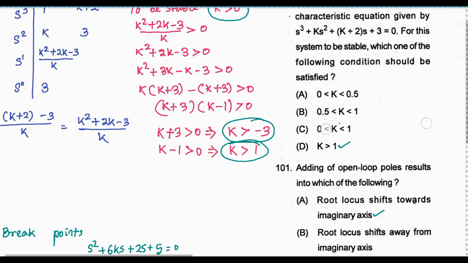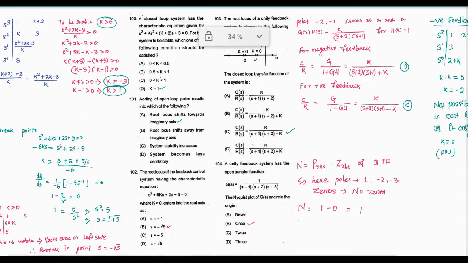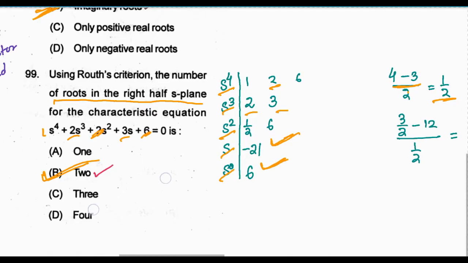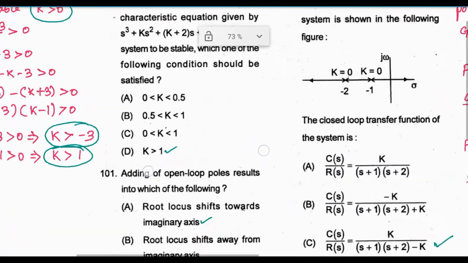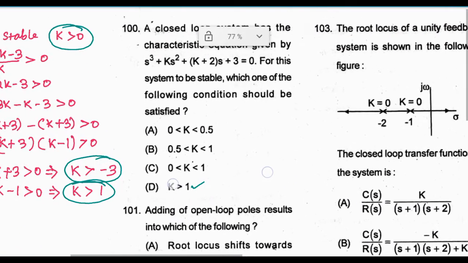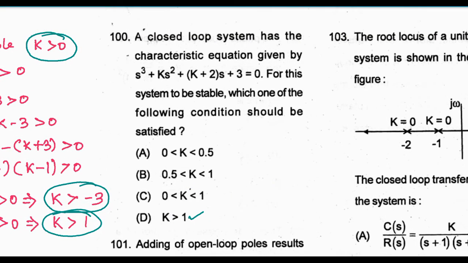Next question, sorry, I have left 99, sorry, okay. Next question number 100. A closed loop system has characteristic equation given by s cube plus k s square plus k plus 2 into s plus 3 is equal to 0. For this system to be stable, which one of the following conditions should be satisfied?